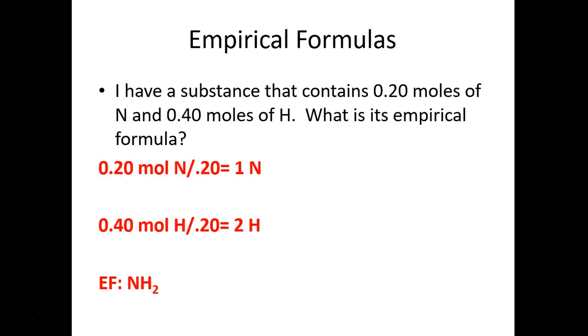Now, in this other example, this is one that often trips people up. You're actually given moles here of nitrogen and hydrogen. So you don't have to do any kind of dimensional analysis conversion. All you have to do here is divide by the smallest number of moles, and you get 1 nitrogen and 2 hydrogen. So I show you this not because it's especially difficult, but just to show you that sometimes you'd be given moles and it's quite a straightforward problem.